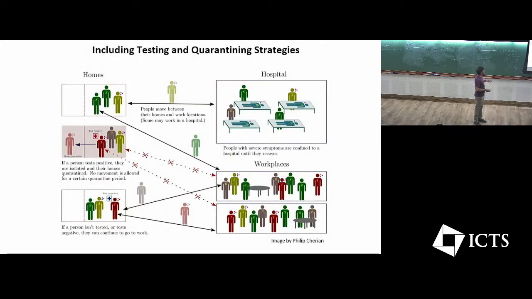If you take this kind of a system, and now you want to test out different kinds of strategies, you want to say, what will happen if you're testing people at some rate, and based on these tests, if they get tested positive, they should stay at home, or their entire home should get quarantined. You can test out various different scenarios.